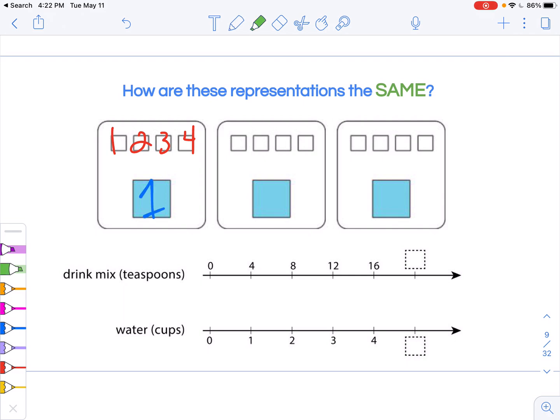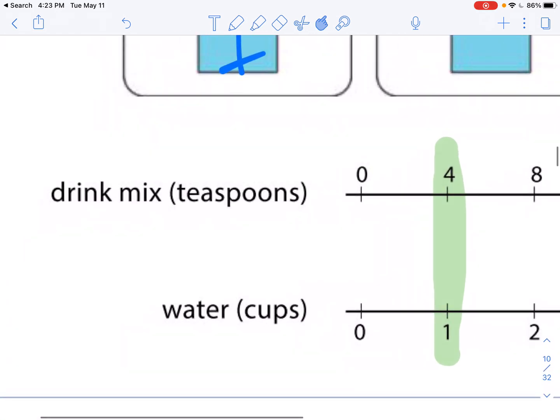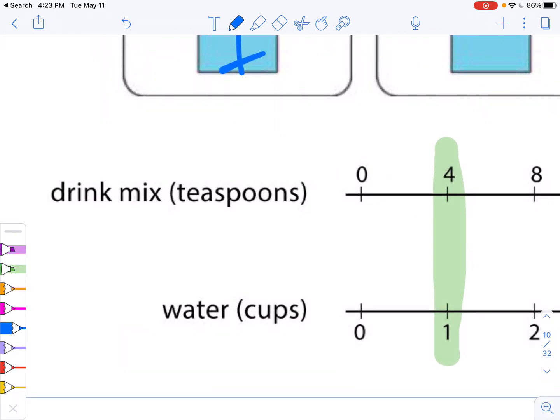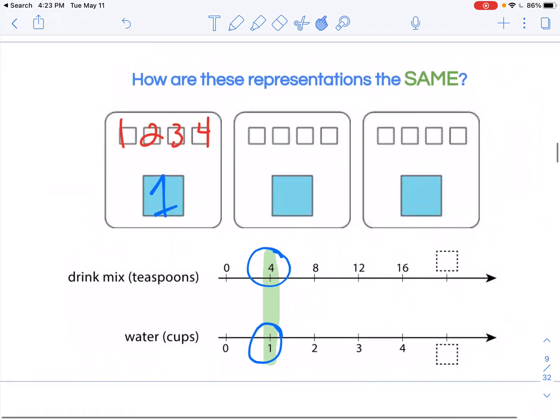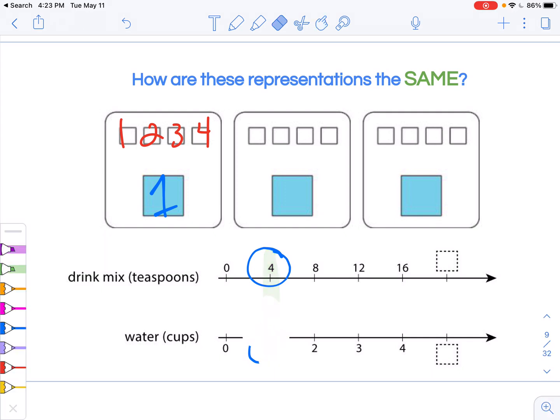If I go over 1 tick mark, on the double number lines, I see 4 teaspoons. Let me zoom in here. I see 4 teaspoons of drink mix, and underneath that, 1 cup of water. So they take the same space on the double number line. They're in the same box. Another thing that I see is the same, going backwards maybe a little bit.